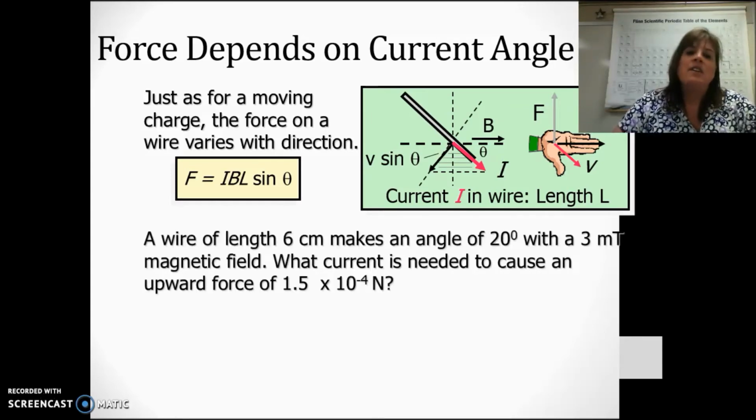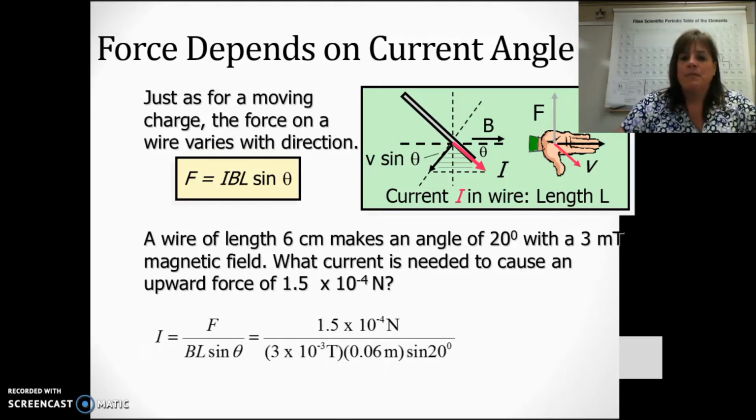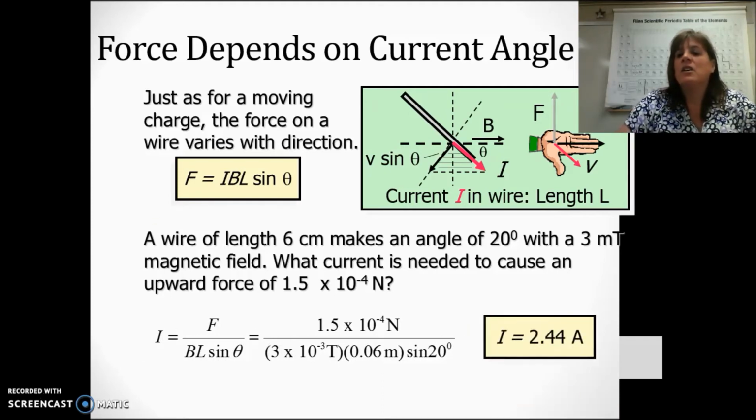All right, pause the video and see if you can calculate this to determine the current that causes an upward force of 1.5 times 10 to the negative fourth. Well, if you did this right and plugged your numbers in right, you should find that the current is 2.44 amps. That's not too bad.